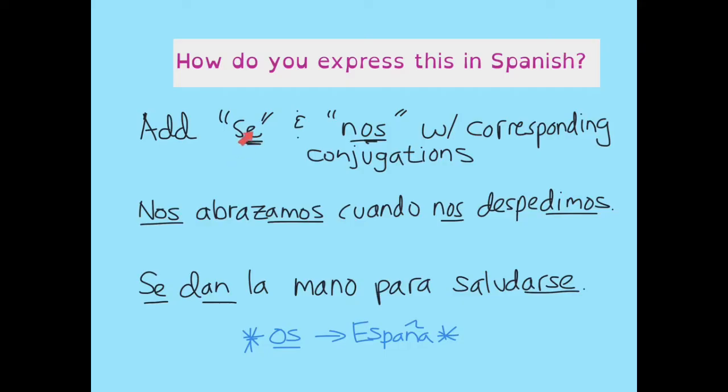Now to see an example with se: se dan la mano para saludarse. Se dan la mano means they shake each other's hand. Once again, you'll notice at first glance it sort of looks like this would be a reflexive, but that's not the case here. It means each other. The same thing happens after para, in order to greet each other. But because para means the verb that follows it can't be conjugated, we just tack that se on the end, and it still represents each other in this case.